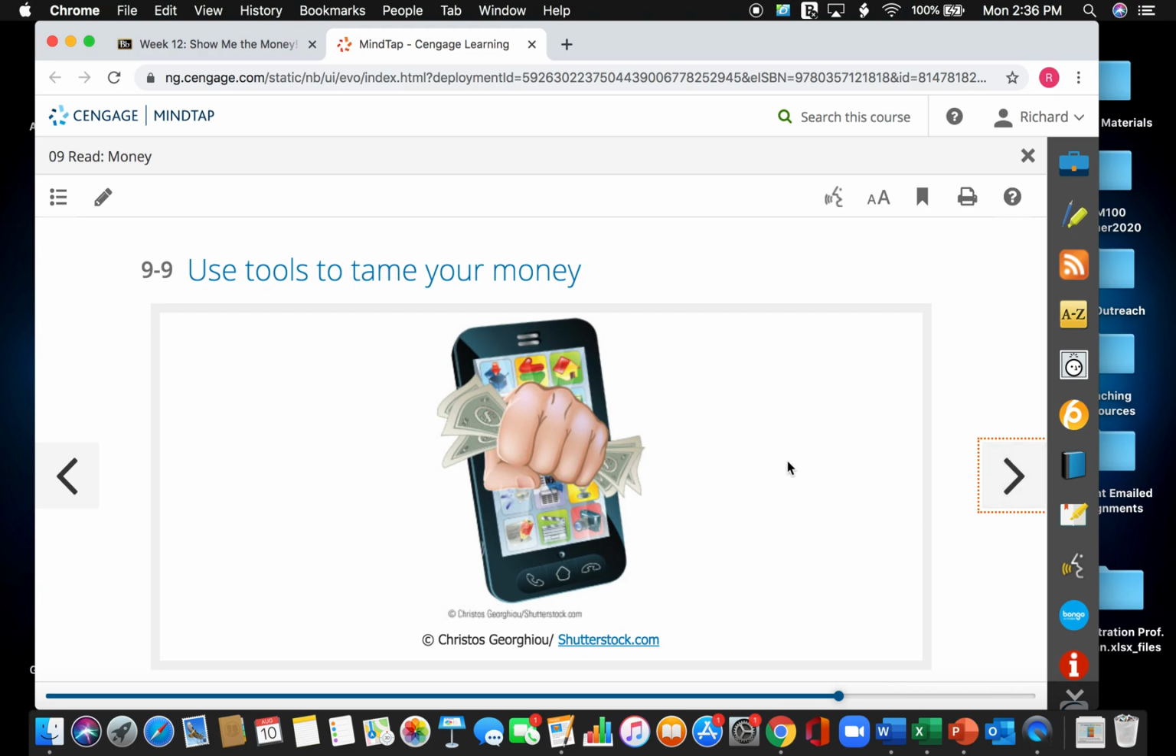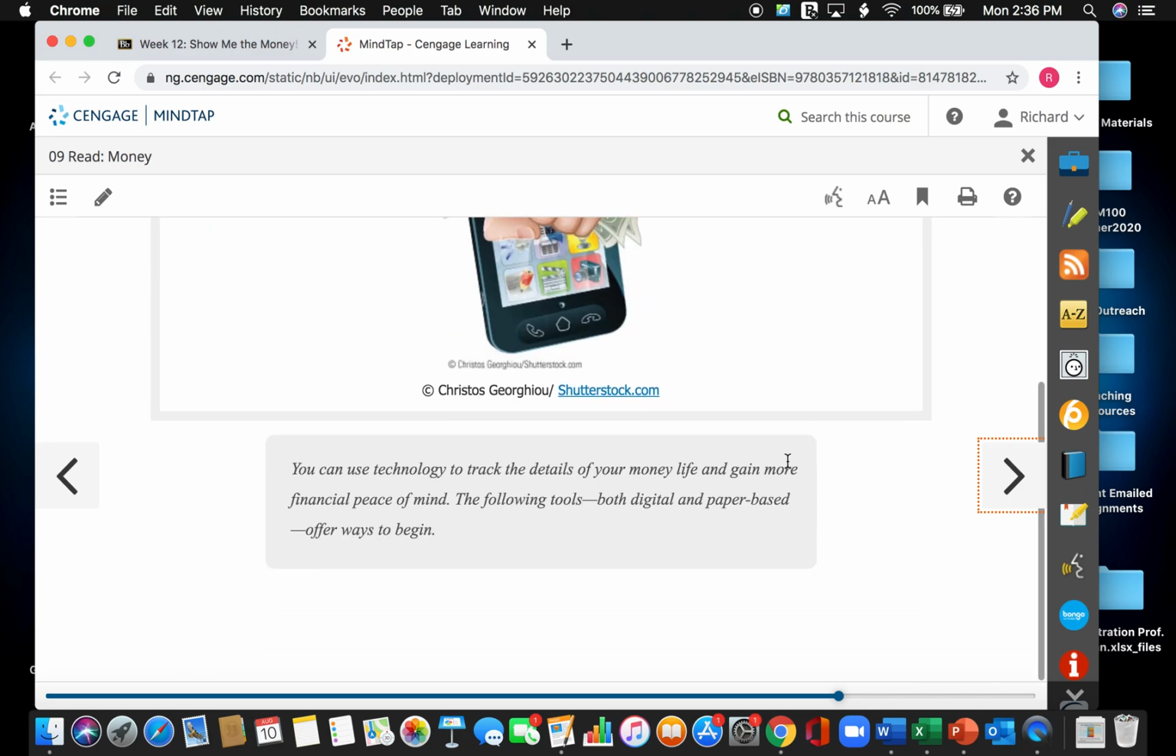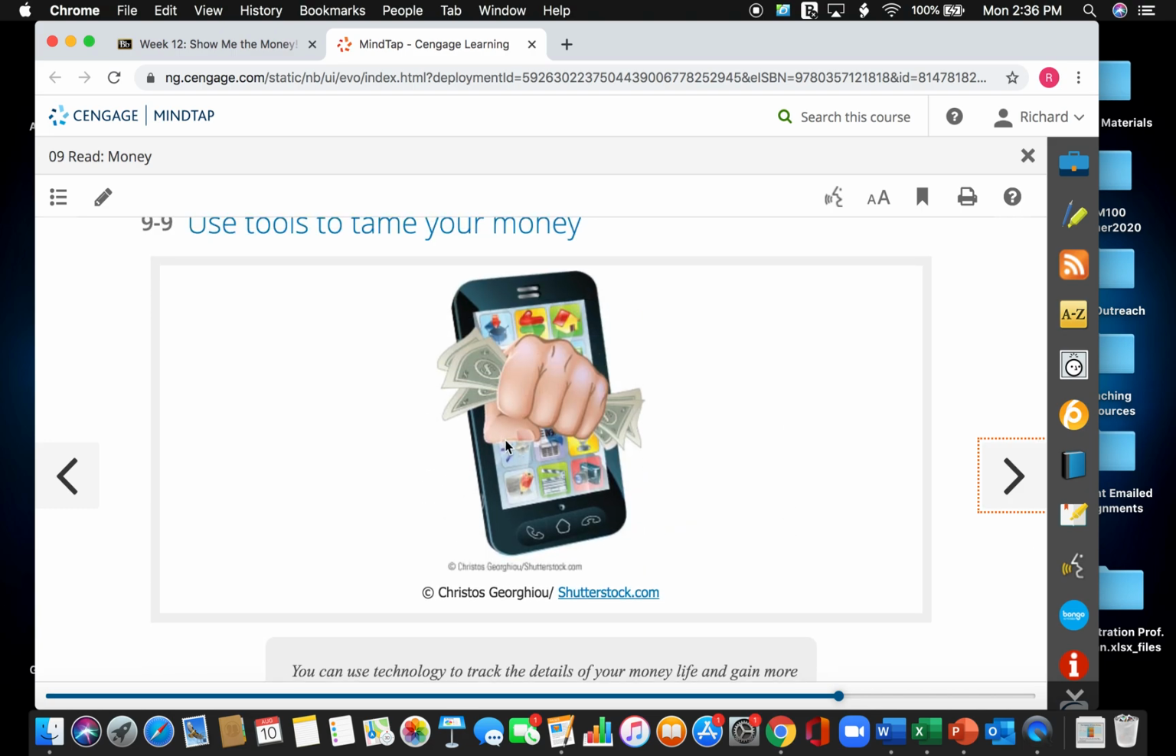So in this section, it's use tools to tame your money. And it's basically use technology. You guys know that there's a lot of apps out there that can help you out on budgeting your money. I mean, you all know the saying, there's an app for that. And there's a bunch of apps for financial literacy and financial management and budgeting and stuff like that. There's a bunch of apps out there.